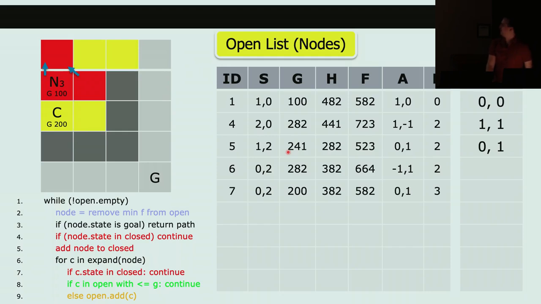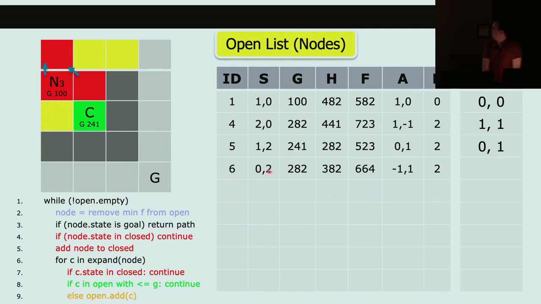This one, oh, look at this. This is an interesting case. Now, this is a case where it's in the open list, but this new version is better than the one that was in the open list. Okay, so now I have a path that's better. Look at this. So this is 0, 2. If I look here, 0, 2 is already in the open list, and it has a G cost of 282. But this one has a G cost of 200.